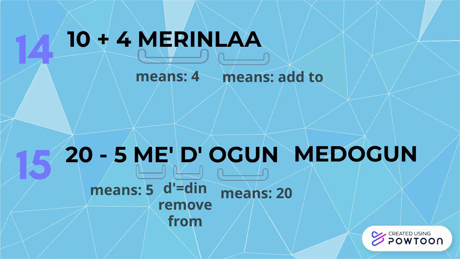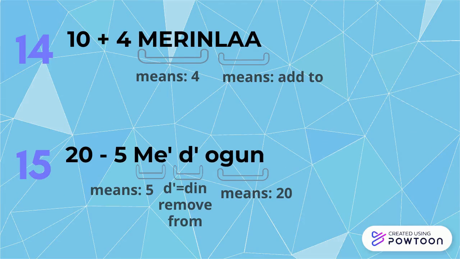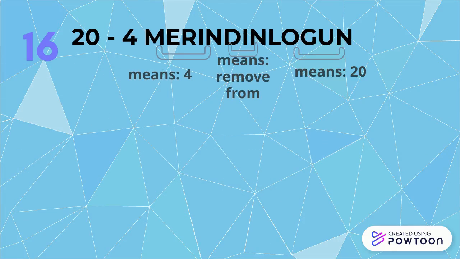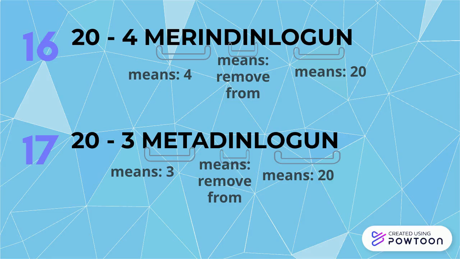Now 15 we're going to be subtracting. Me dogun. The me is like maru, 5 from 20. 5 from 20, me dogun. So 16 is 20 minus 4, meri di logun, 4 from 20.